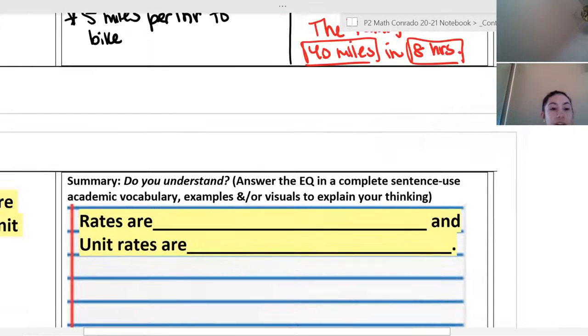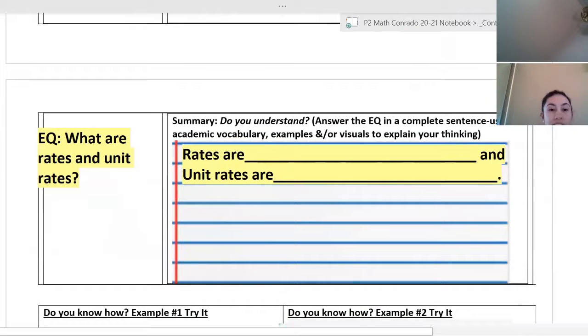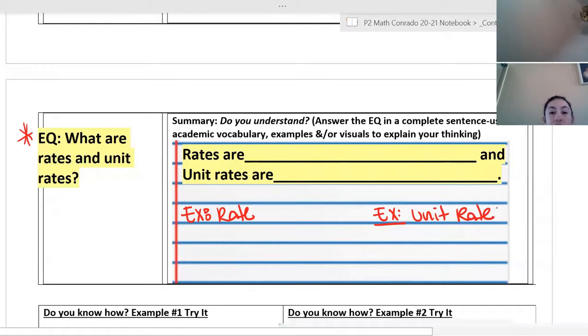Okay, go ahead and take a couple minutes and answer that essential question by writing your summary. Our essential question is, what are rates and unit rates? So rates are, and then also tell us what unit rates are. And another way that you could do this is by even just providing 2 different examples of a rate or a unit rate.